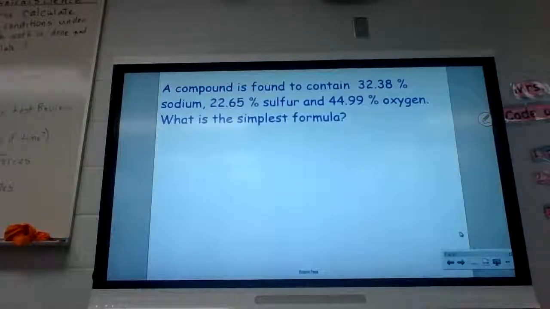It's correct. I thought I said, how do you change percent to grams? She just said convert percent to grams. Yeah, but I thought she said just change the percent to the grams by erasing it, which is what I want y'all to do. Okay? So if you add up all the percents, what do you get?